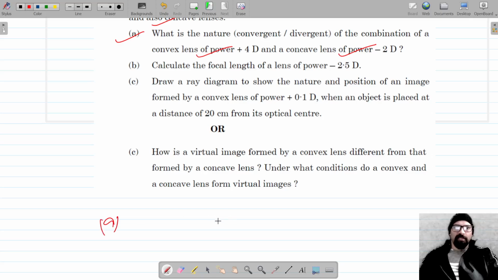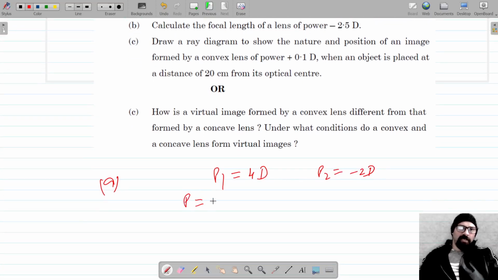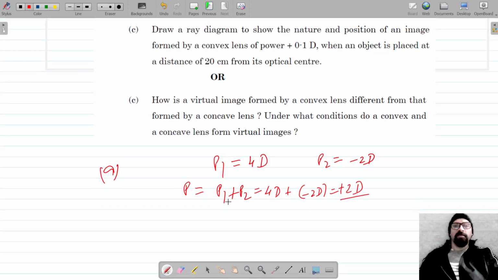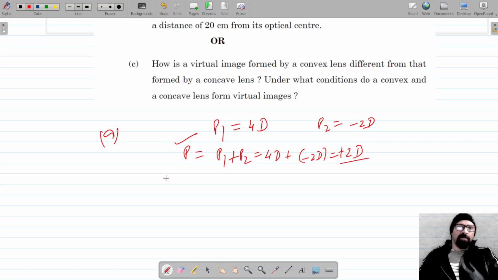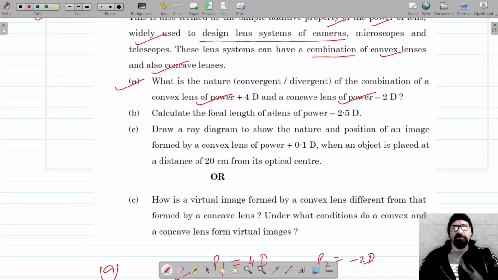So our first lens has power 4D and the second lens has power minus 2D. And we know that power is added. So this is P1 plus P2, which is 4D plus minus 2D, which gives 2D. So this has plus as the symbol for the power. That means it is a convex lens, a convergent lens. So the combination is a convergent lens, because plus power is for the convex, convergent lens.